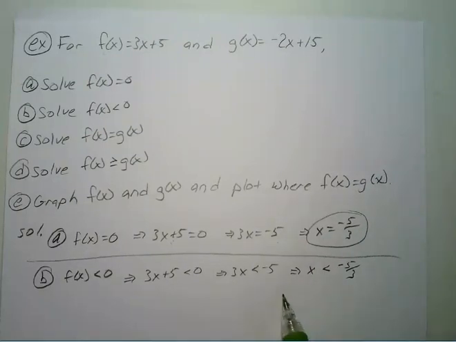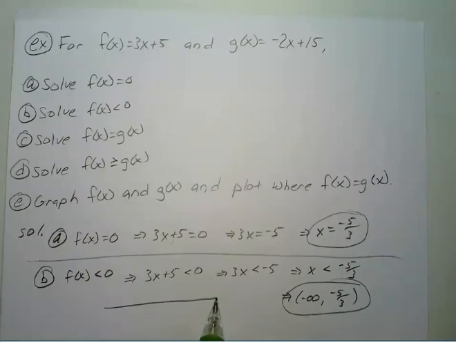Okay, which means our solution interval is from negative infinity to negative 5 over 3. And again, if you want to write out a number line, we have negative 5 over 3. That entire interval here is the solution. Everything to the left.